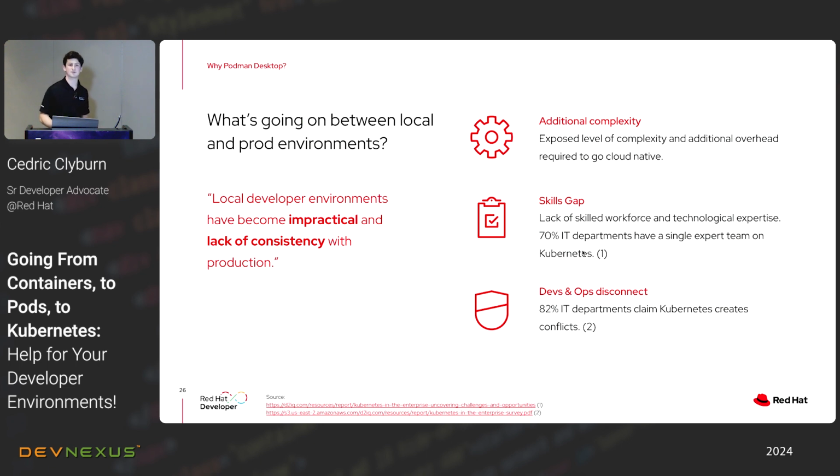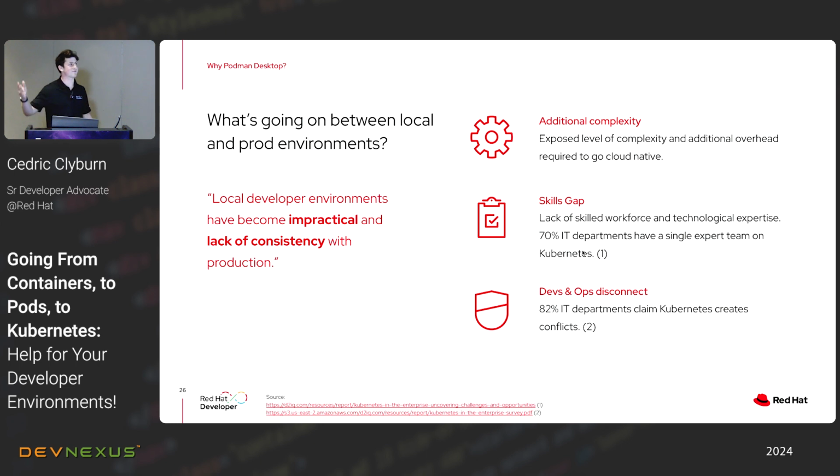There's a skills gap. There's a resources gap. So the RAM and the CPU usage I have on my computer doesn't match up with where I am deploying my applications on production, and I can't really replicate those issues back on my local development machine. I'm not really a numbers guy, but we have two reports that 70% of IT departments in their whole organization only have one specific team that is an expert on Kubernetes.